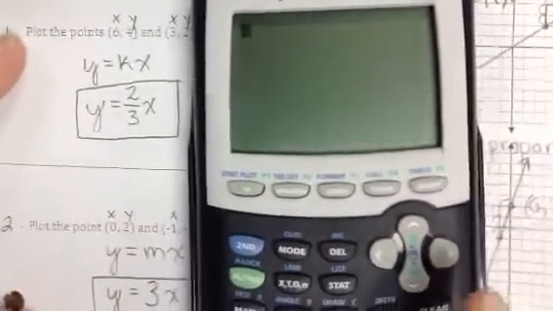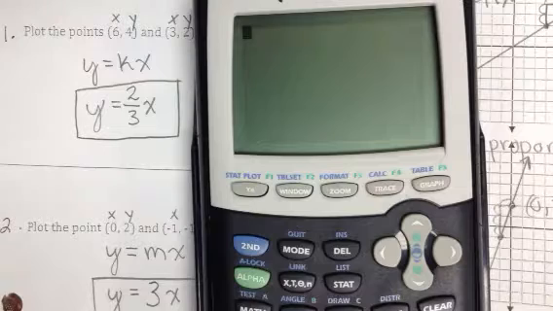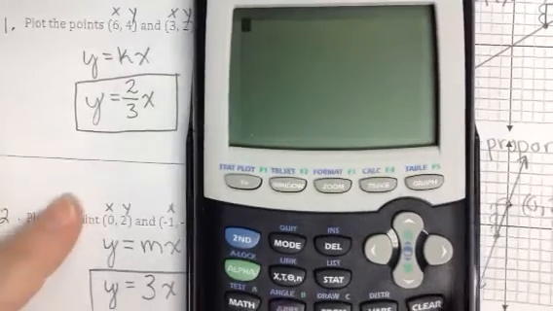Okay, so I wanted to show y'all how you can use y equals, and this can help you whenever you take your quiz on Thursday. Go ahead and clear your calculator.